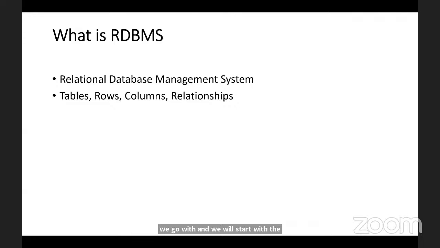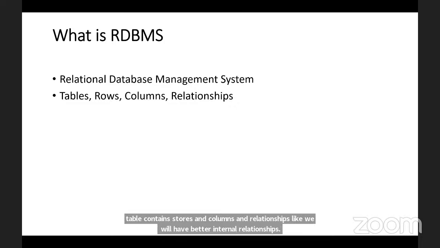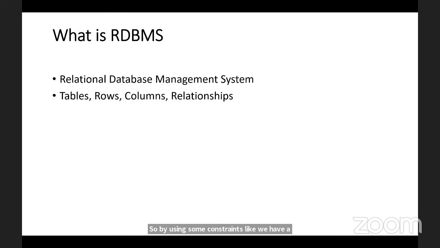So RDBMS is relational database management system. When I say relational, it will have relationships between the tables, right? The main schema of RDBMS is that it contains tables. A table contains rows and columns and relationships, like we will have parent and child relationships. By using constraints like a foreign key and primary key, we can maintain the relationships between the tables.